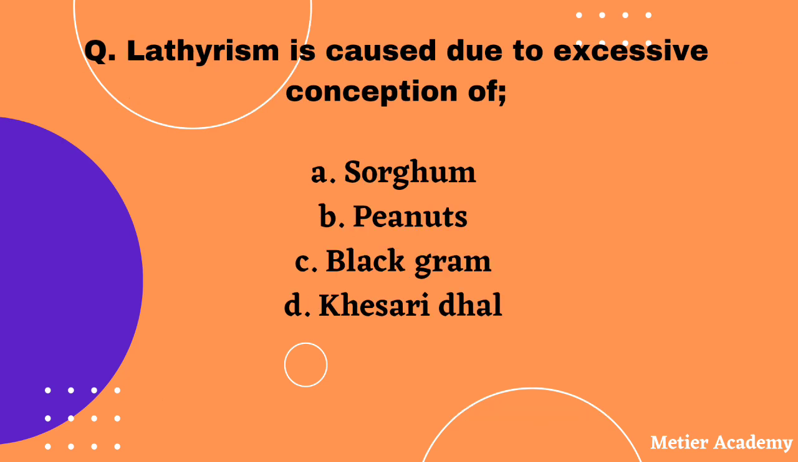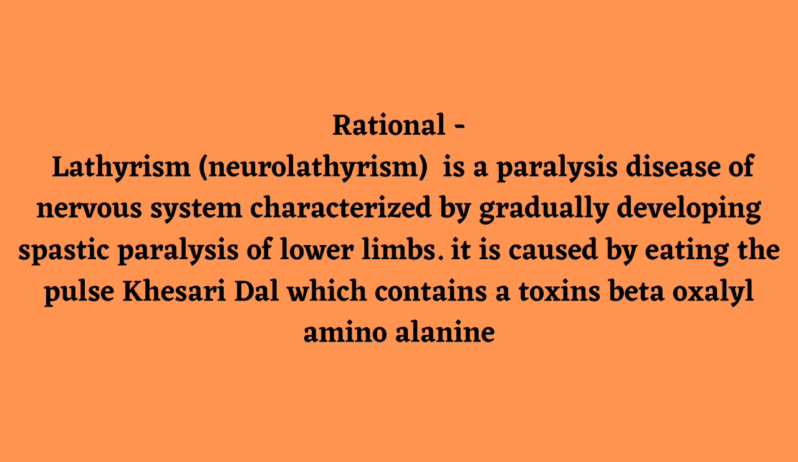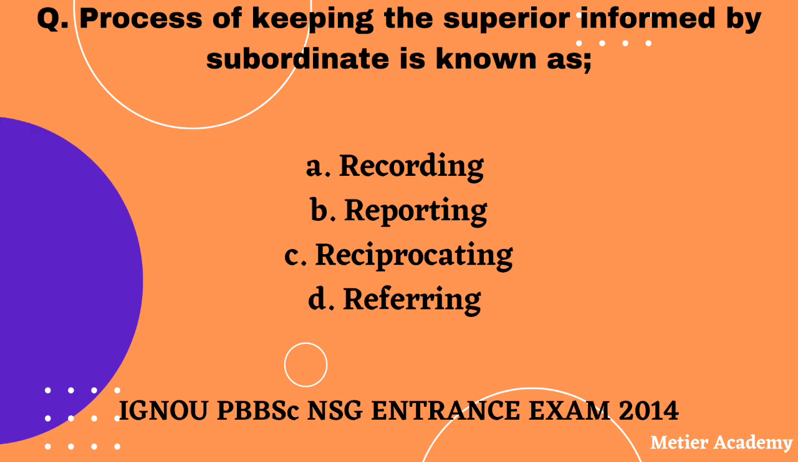Lathyrism is caused due to excessive consumption of sorghum, peanuts, black gram, kesari dal. Here the correct answer is option D, kesari dal. The rationale is lathyrism, also called as neurolathyrism, is a paralysis disease of the nervous system characterized by gradual developing of the spastic paralysis of the lower limbs. It is caused by eating the pulse kesari dal, which contains a toxin beta-oxalylaminoalanine.